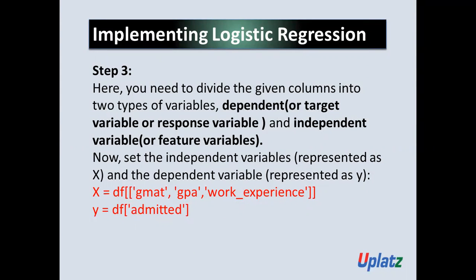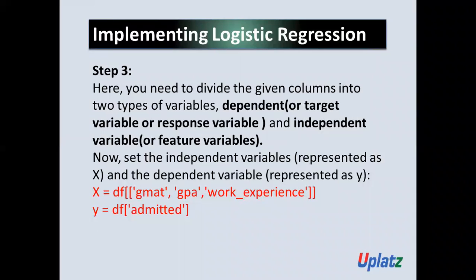So from our data set, what we need to do is divide the given columns into the two types of variables, dependent and independent. What is our goal? Our goal is to build a logistic regression model that will predict whether the candidate would get admitted to the prestigious university based on the GMAT score, the GPA, and the work experience.